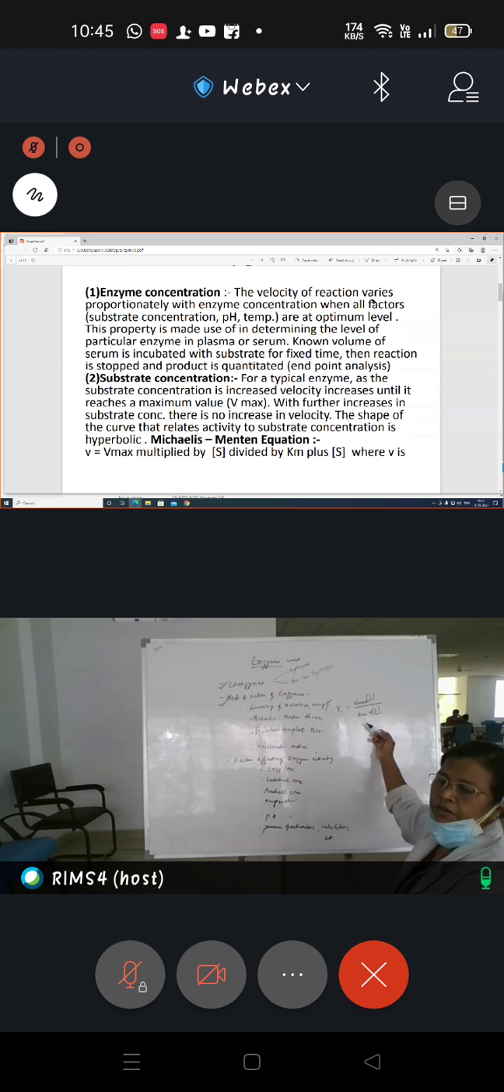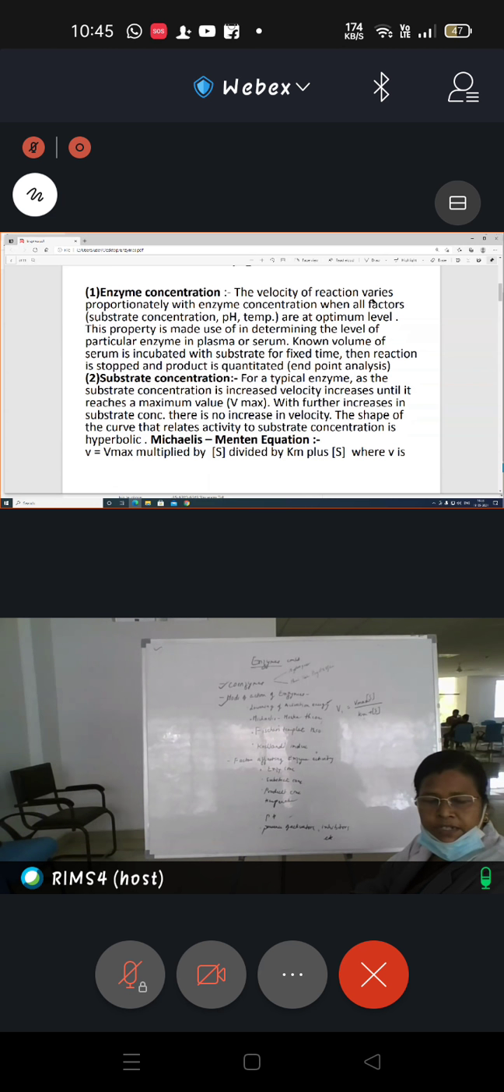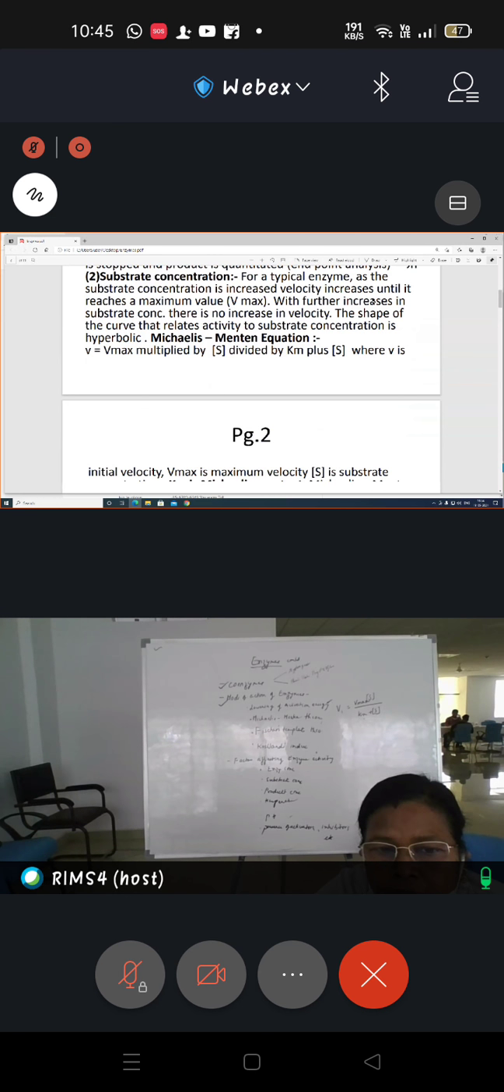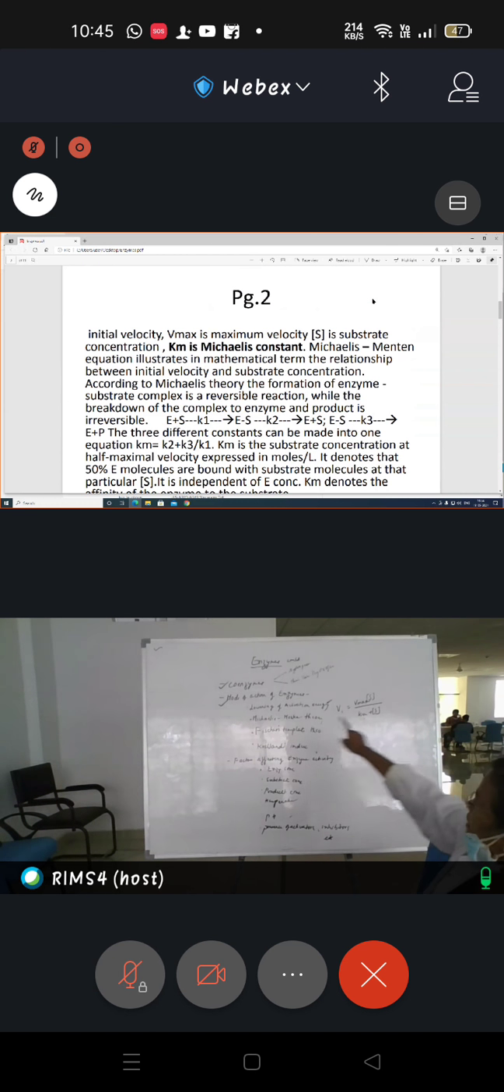Km, what is Km? Km is the substrate concentration at which the velocity is half the maximum velocity. Michaelis-Menten equation: initial velocity is equal to Vmax, that is the maximum velocity, into the substrate concentration by Km plus S. The Km is the Michaelis constant.